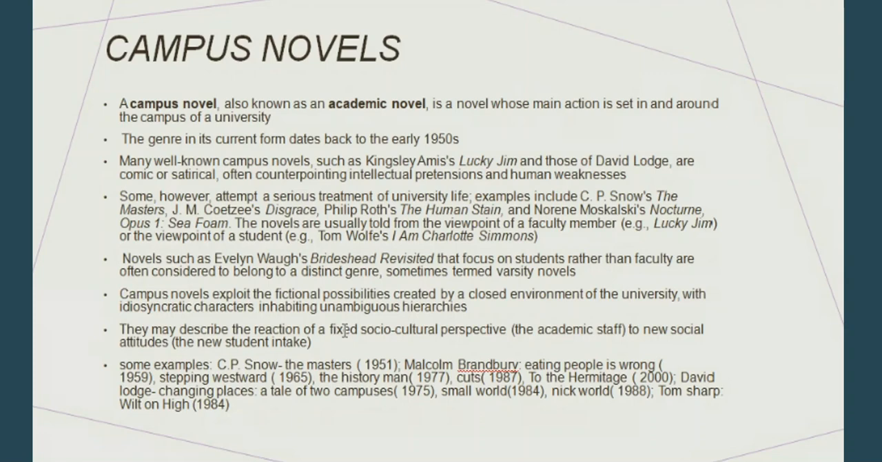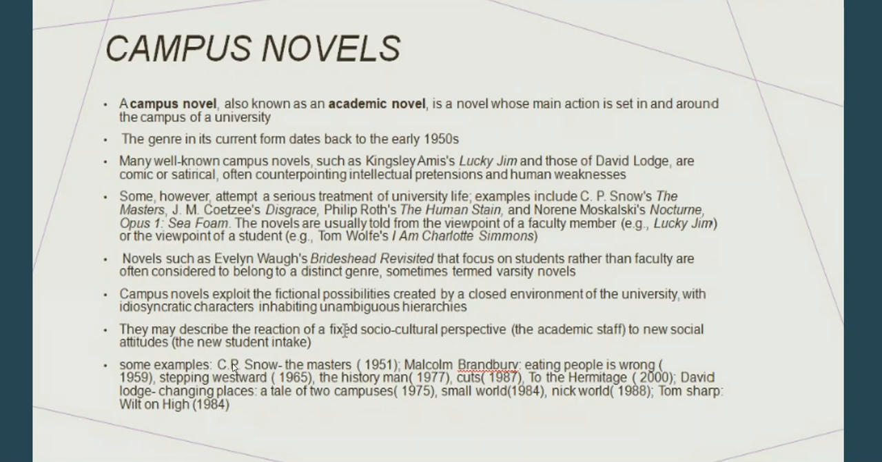Many well-known campus novels are by Kingsley Amis, Lucky Jim, which we have discussed. Then David Lodge, Malcolm Bradbury, Tom Sharpe, Kingsley Amis. Then we have the works of Willa Cather, J.M. Coetzee, Philip Roth, Angus Wilson, A.S. Byatt. These are all authors associated with campus fiction. For example, J.M. Coetzee's Disgrace, Philip Roth's The Human Stain, Noreen Moskalski's Nocturne.